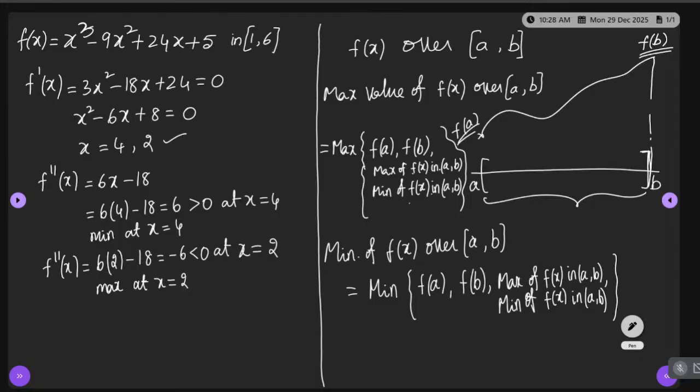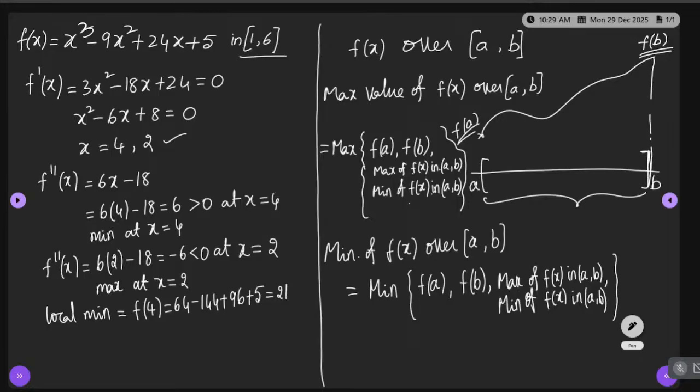So here, local minima, in between 1 and 6 you are getting 2 and 4. Local minima equals f of 4. Tell me what is f of 4? 64 minus, that is 16 into 9, 144, plus 24 into 4, 96, plus 5. Tell me what is the value? 21.